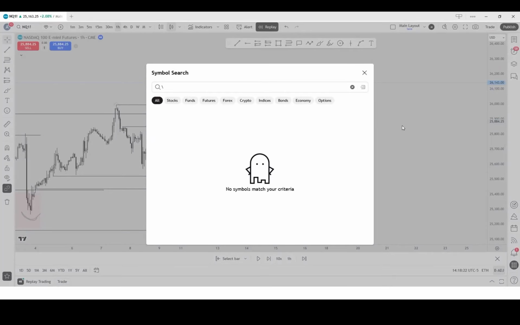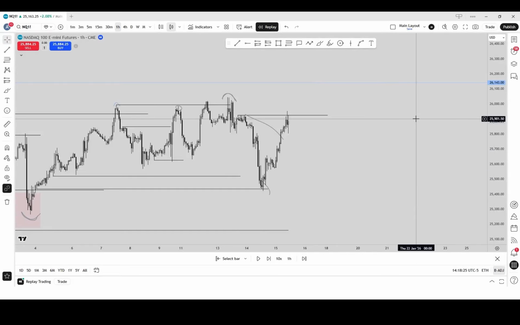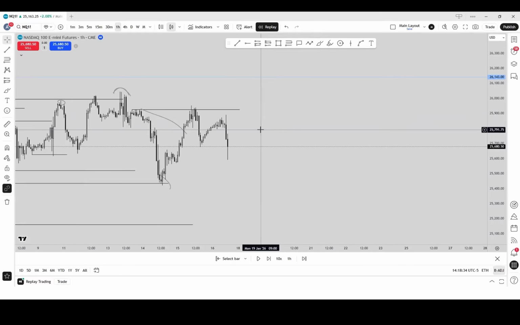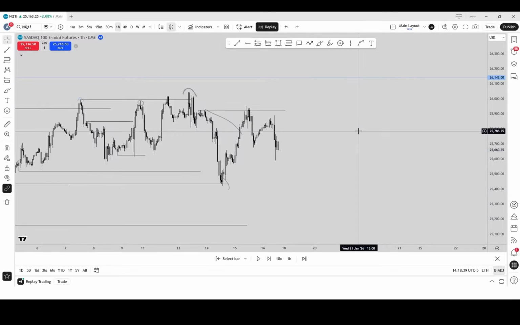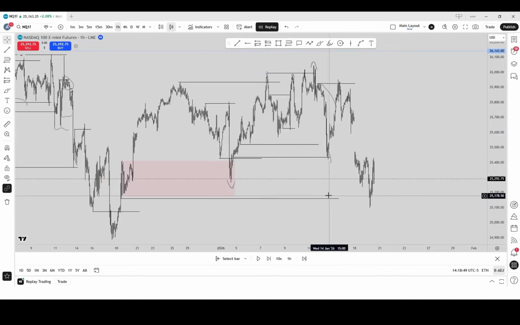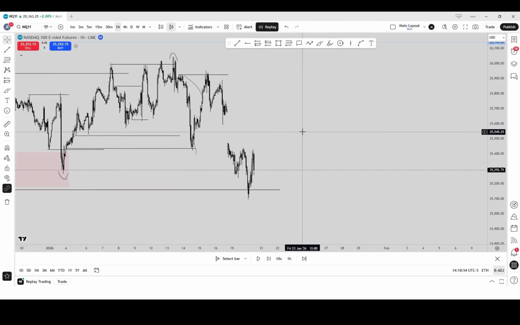Oh, my bad, guys. All right, what ends up happening? We short. Okay. Boom. Pretty simple. Okay, now we have taken out liquidity. Right, guys? Simple, simple.